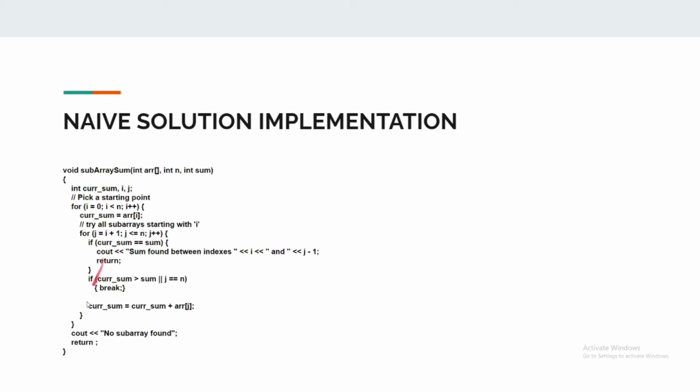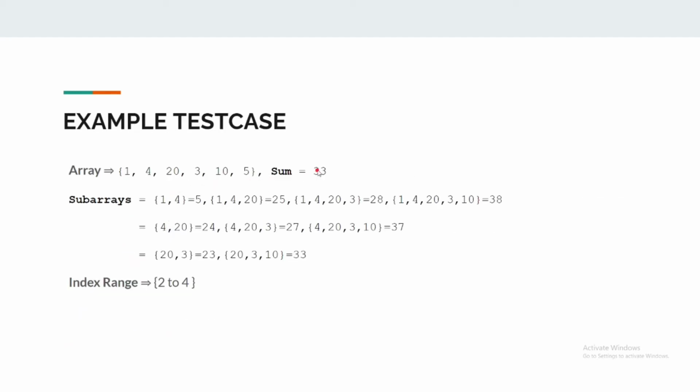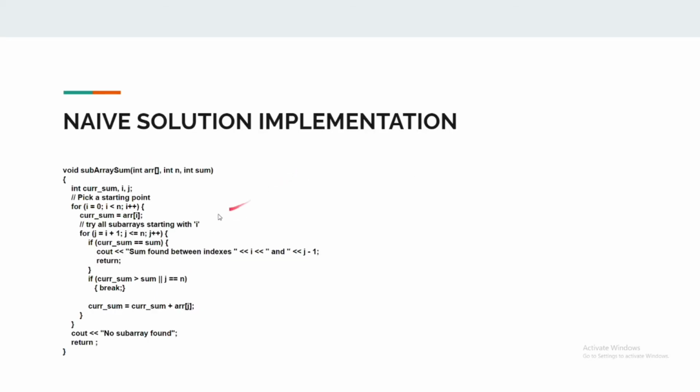Inside this, we first check if our current sum equals sum. What does this check mean? Suppose our sum would have been 1, then we would not require the addition of 4. So before adding 4 or any other value, we check whether our current sum is already equal to sum. If that is the case, we just return i and j minus 1. Not j, just j minus 1, because we haven't added the arr[j] value to our current sum.